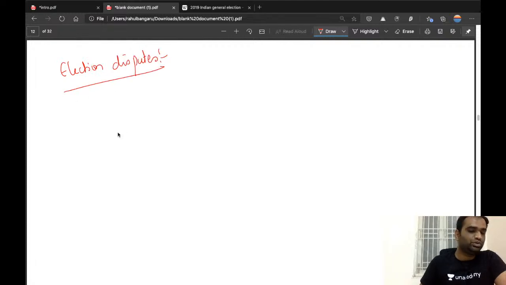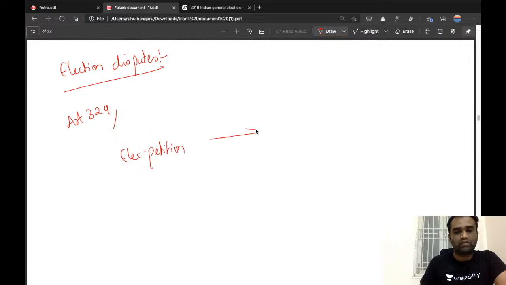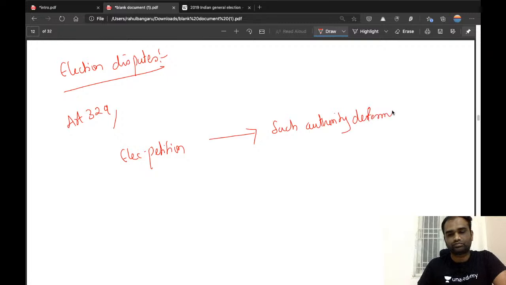Now, in election disputes, according to Article 329, whenever there is a dispute in the election to the Lok Sabha, an election petition has to be filed before such authority determined by a law of Parliament.